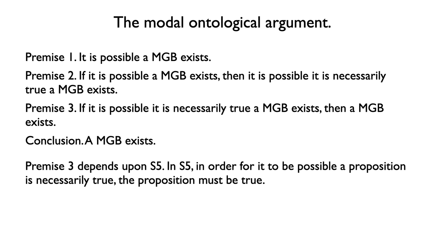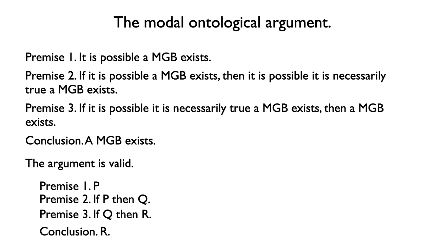Premise 3 depends upon the axiom system S5. In S5, in order for it to be possible a proposition is necessarily true, the proposition must at least be true. So in order for it to be possible that the proposition a maximally great being exists is necessarily true, the proposition a maximally great being exists must be true.